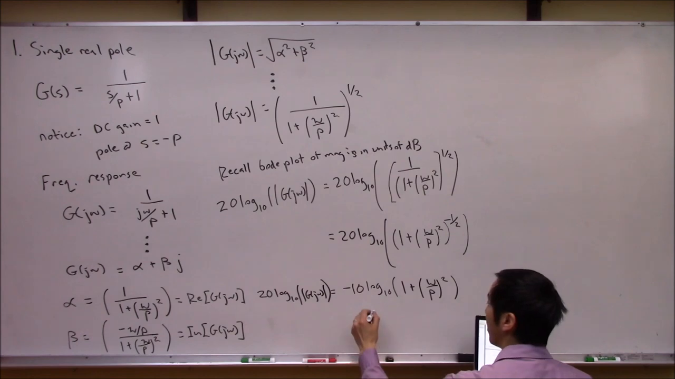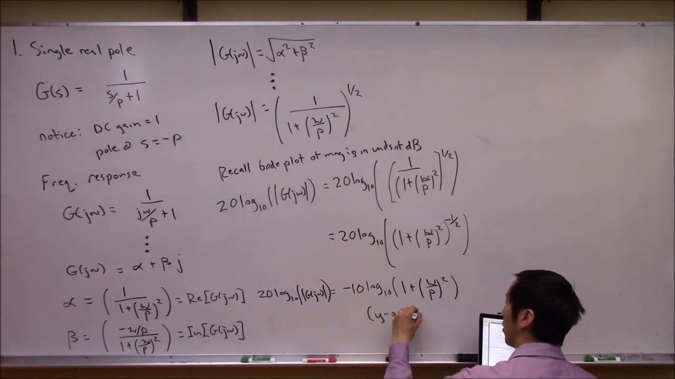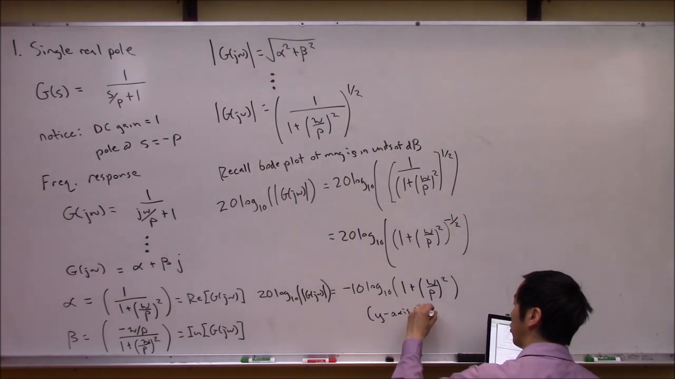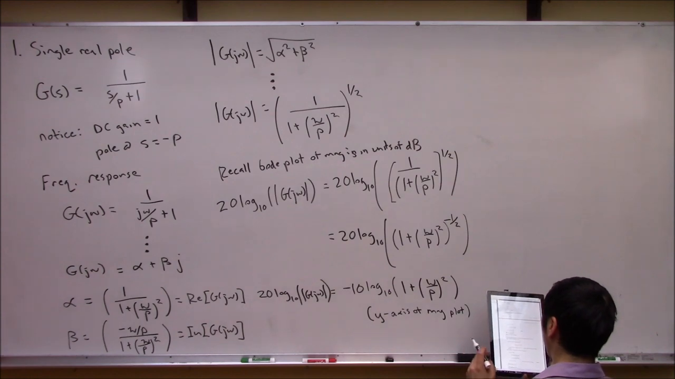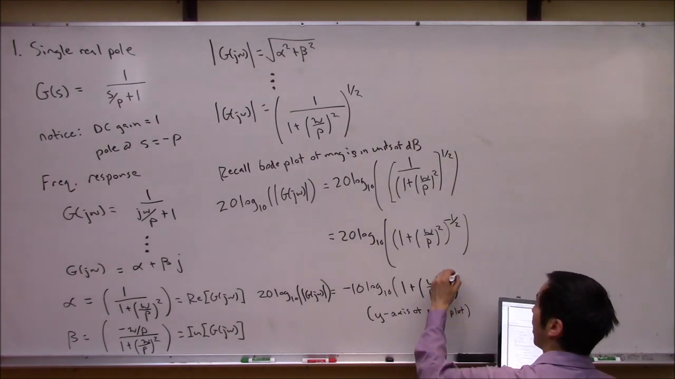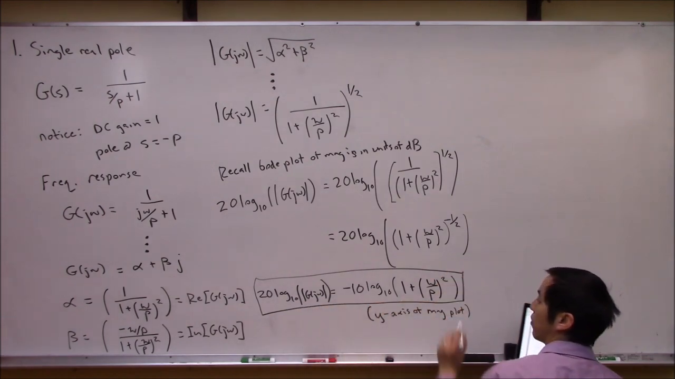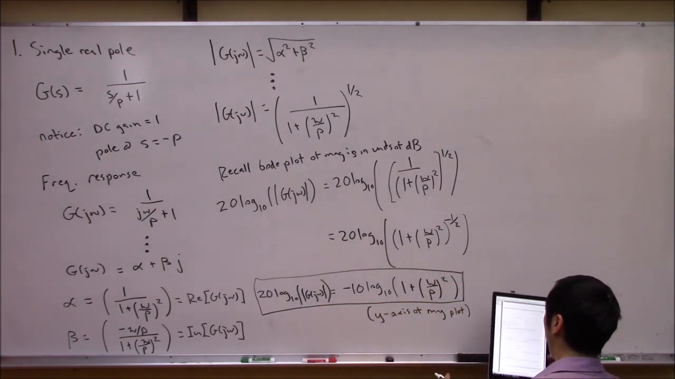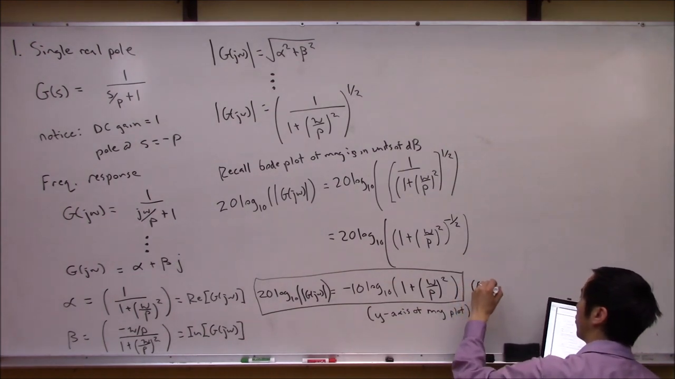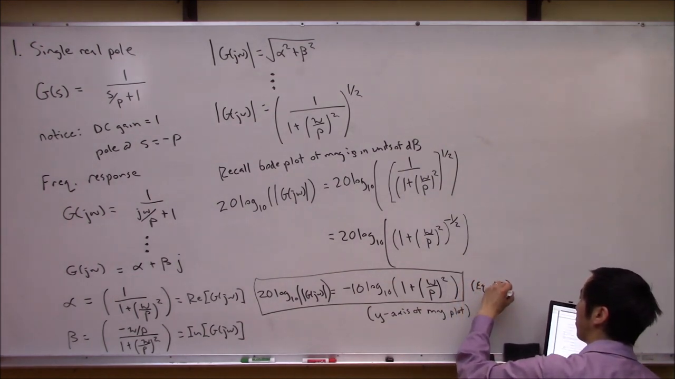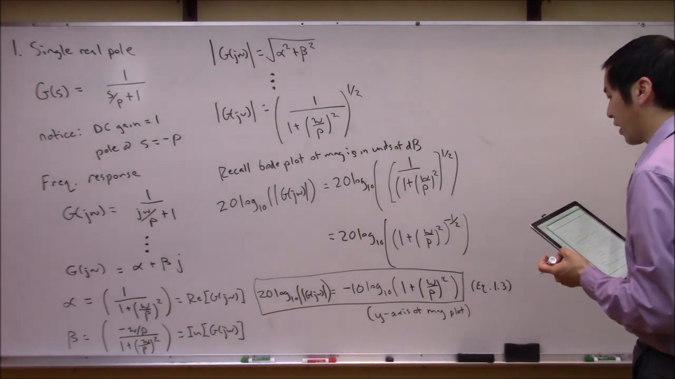So this here is basically the y-axis of the magnitude plot in our Bode plot. This is actually going to be helpful, so let's go ahead and box it up because we're going to use it in a second. For reference, to be consistent with my notes, I call this equation 1.3. Okay, we'll save that and come back to it in a second.